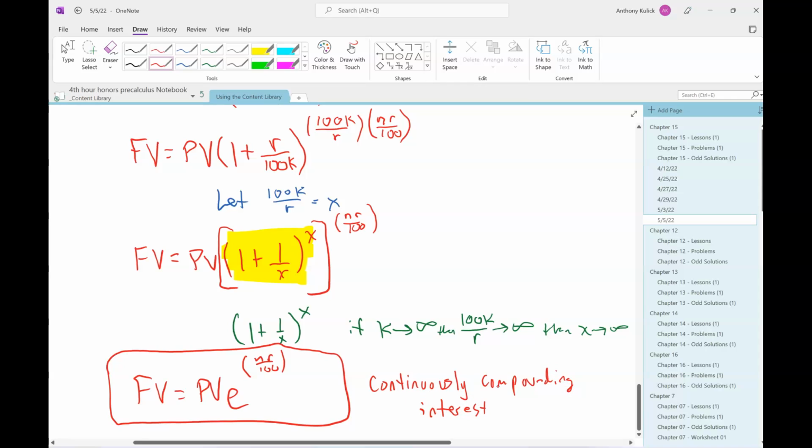So I have a new formula for continuously compounding interest. I'm not going to define any of the PV, FV, N, or R because they still mean the same thing as in the previous ones. Everybody's okay with me doing that? So this is now our third interest formula. We have simple interest, compound interest, and now continuously compounding interest.